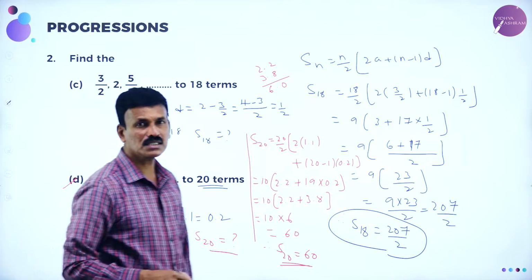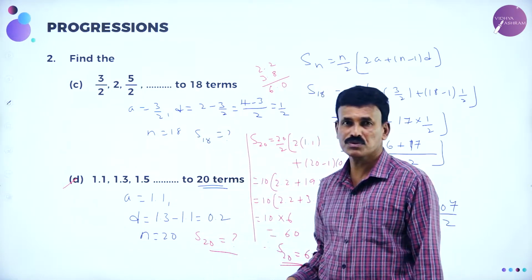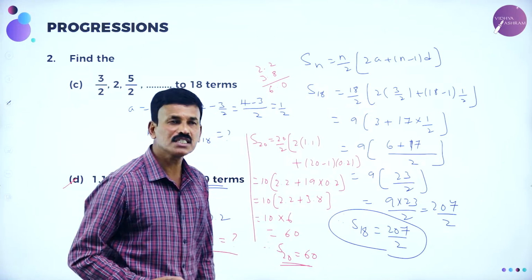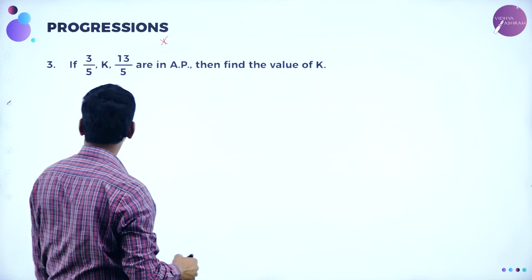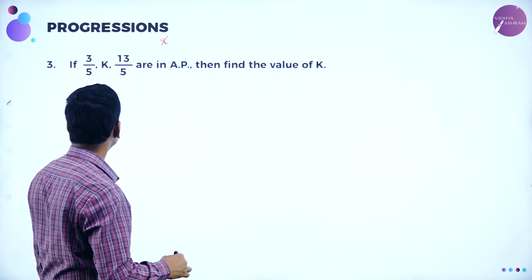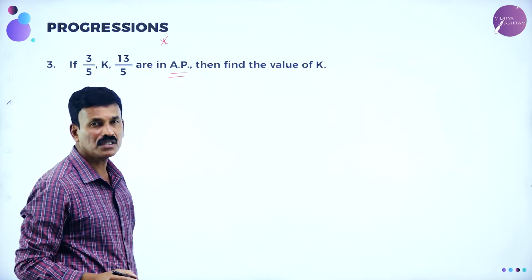So these are all exercise problems. Based on the exercise, I am solving these problems. Okay. Now let us come to the next problem. Now this is an important problem. If 3 by 5, k, 13 by 5 are in AP, then find the value of k.